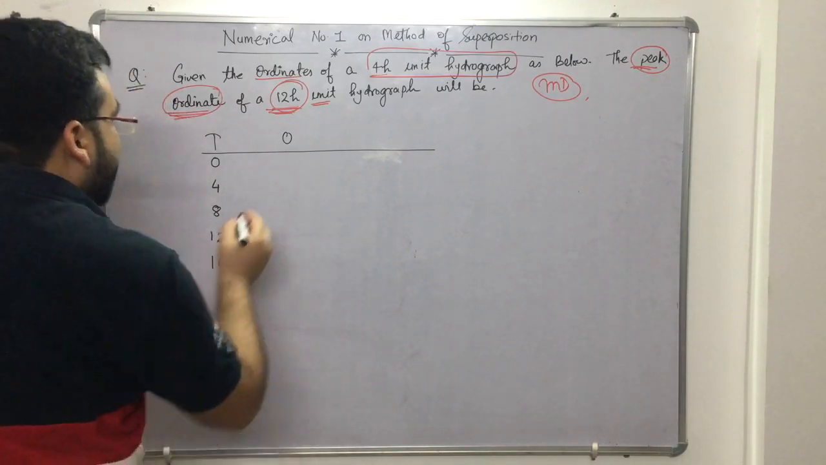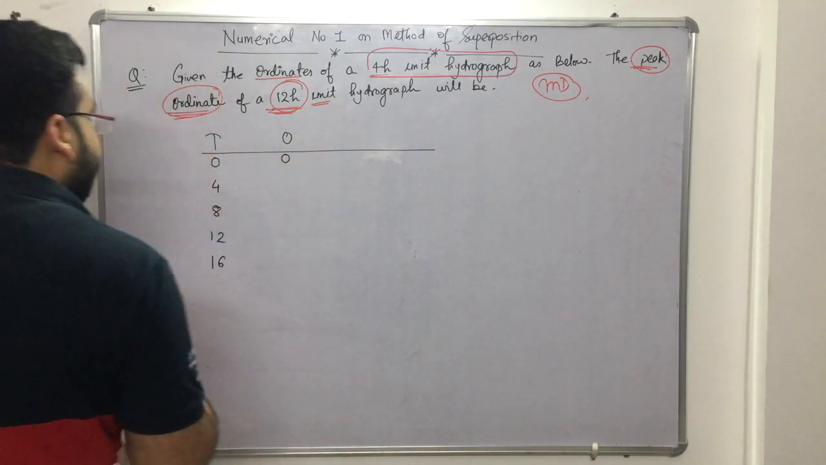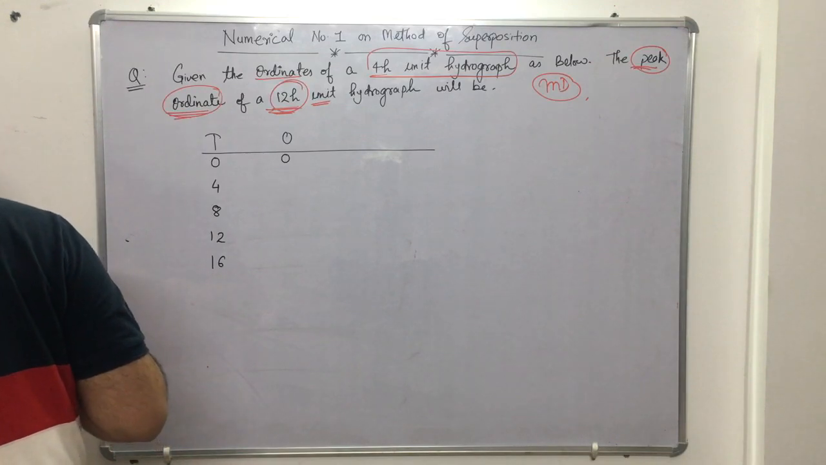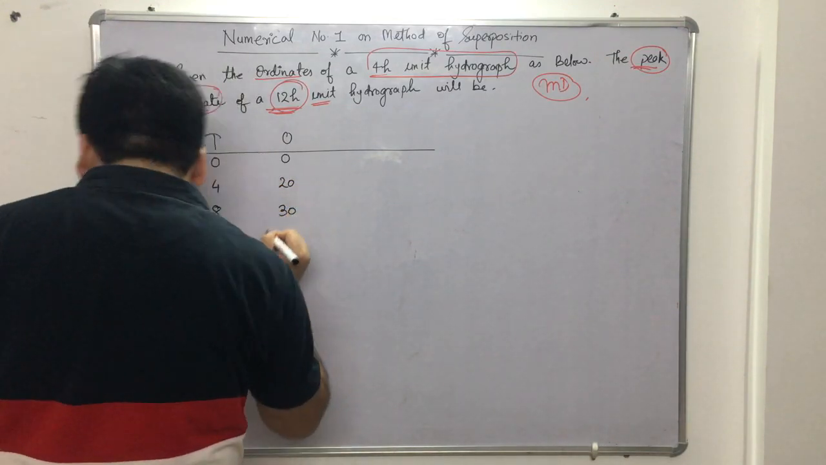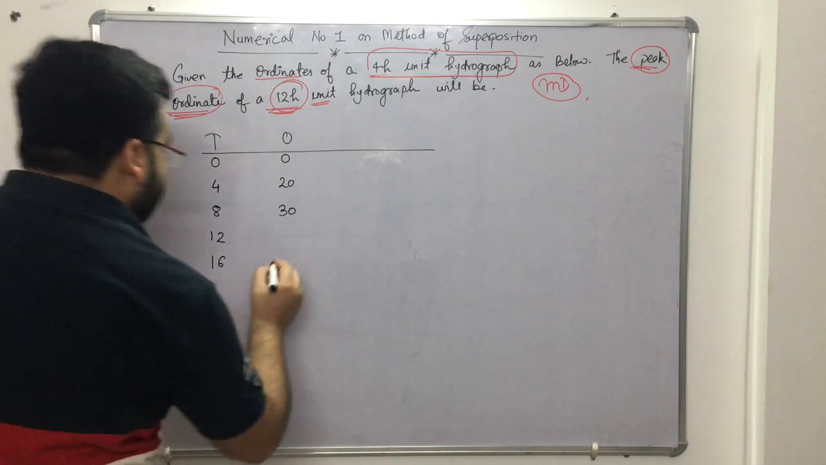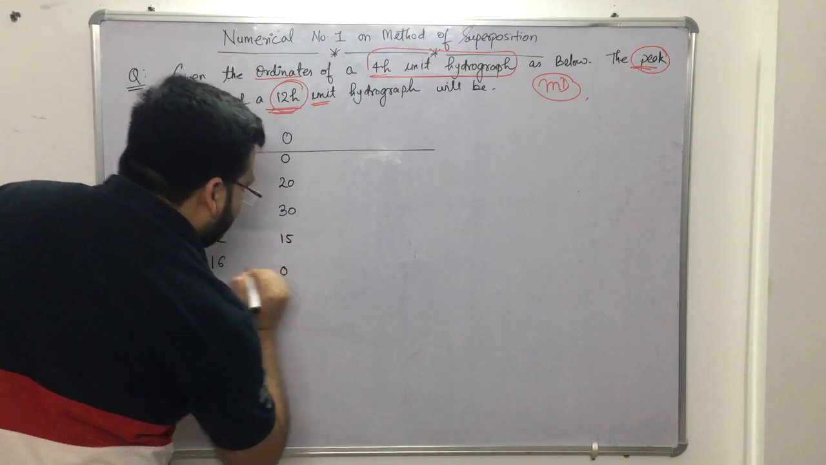So how much was the discharge? Initially it was 0. Then we had a discharge of 20, I guess. Let me check. Yeah, 20 it is. Then we had 30 discharge. And after that we had 15 and 0, right?